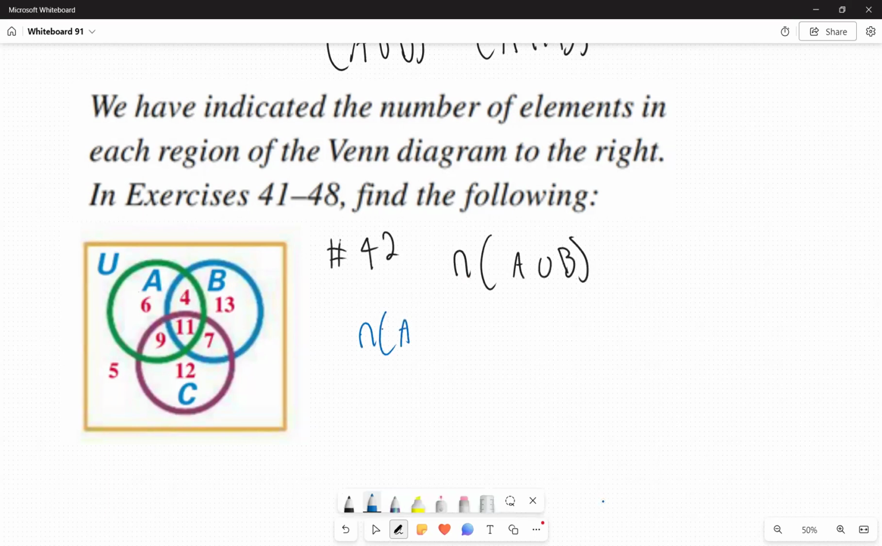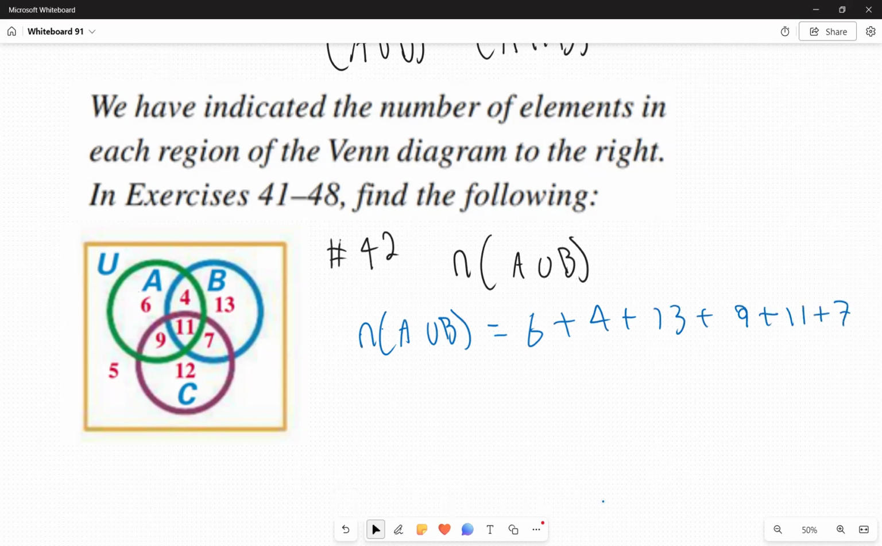So the number of elements in A union B is going to be, let's start from left to right, 6 plus 4 plus 13 plus 9 plus 11 plus 7. So add all this together. So that's what? 6 plus 4 is 10. 10 plus 13 is 23. 23, 32, 43. So that's 50. So the union of A and B has 50 elements.